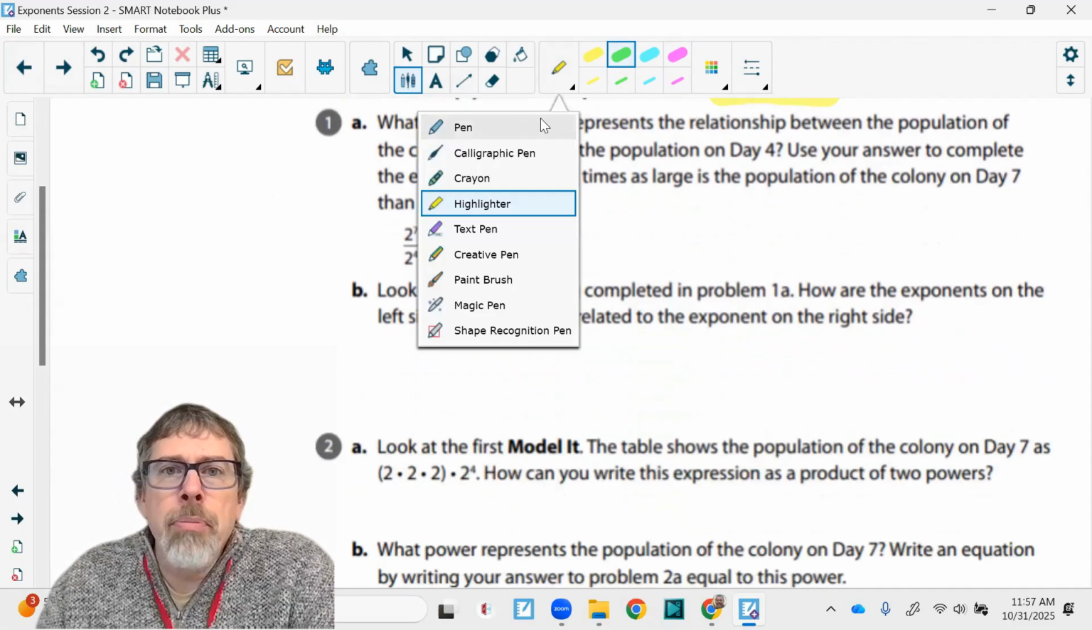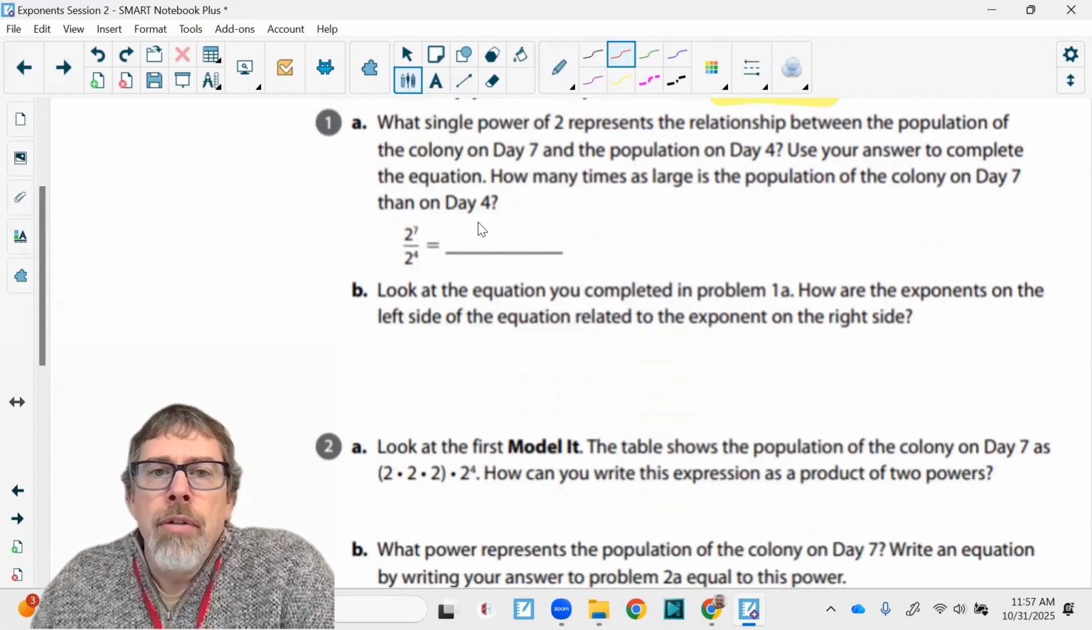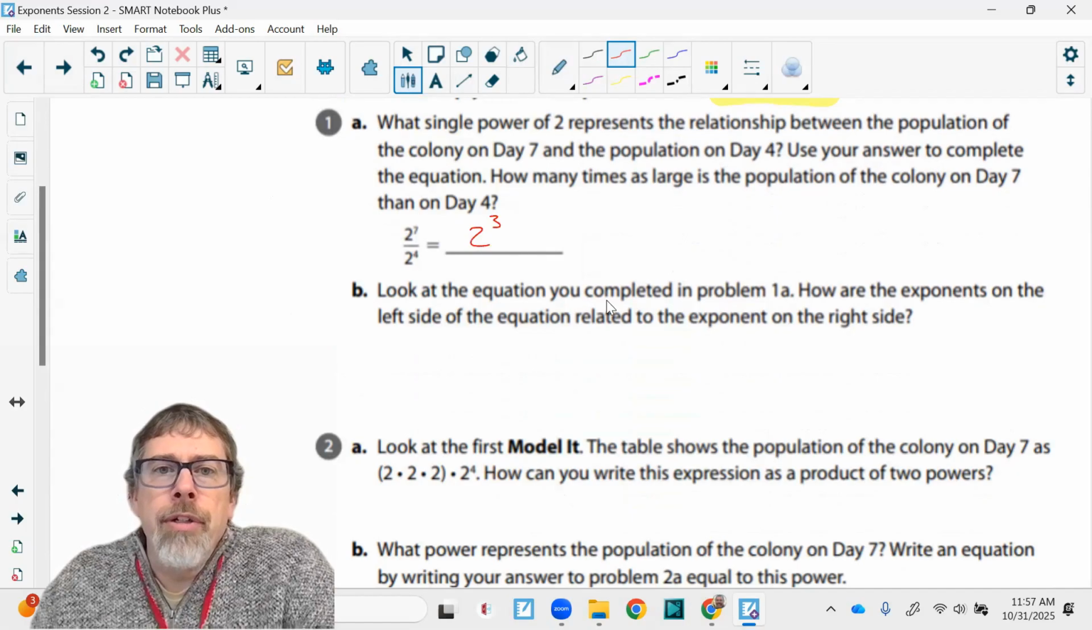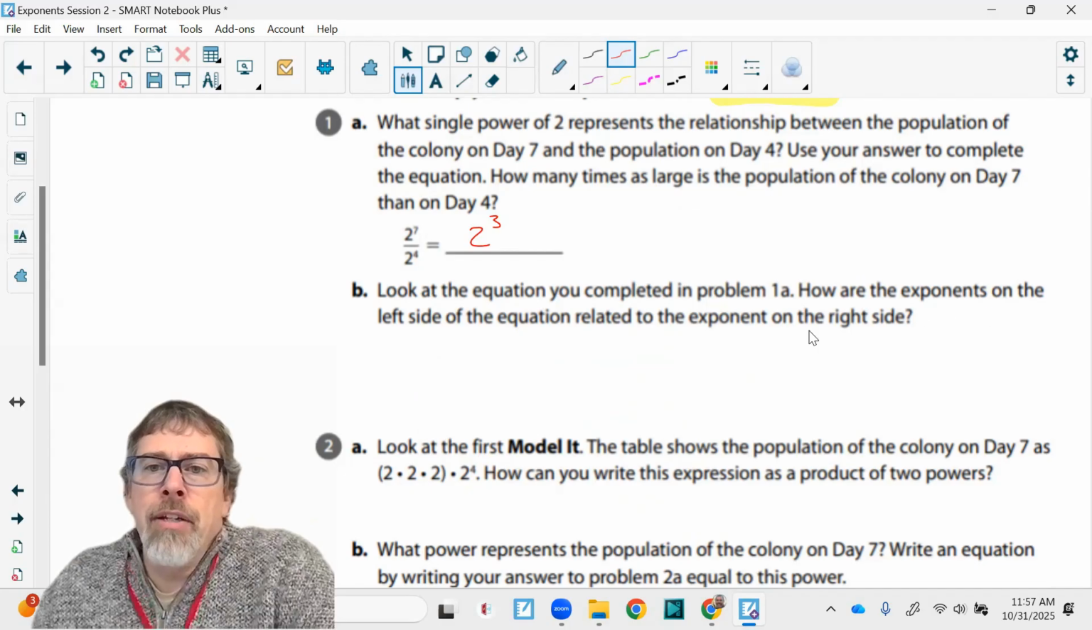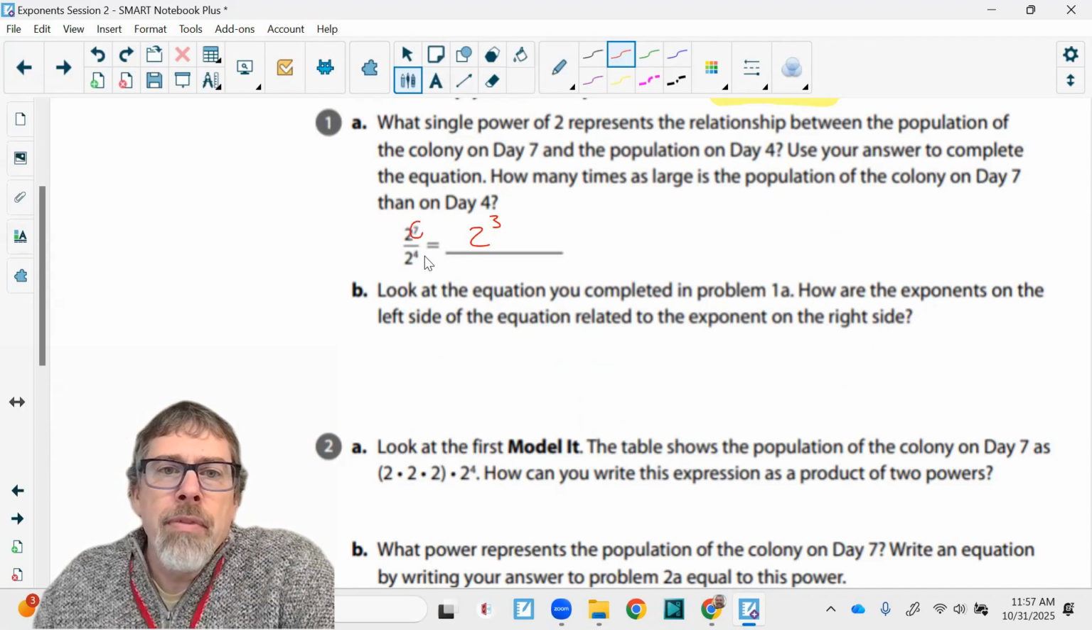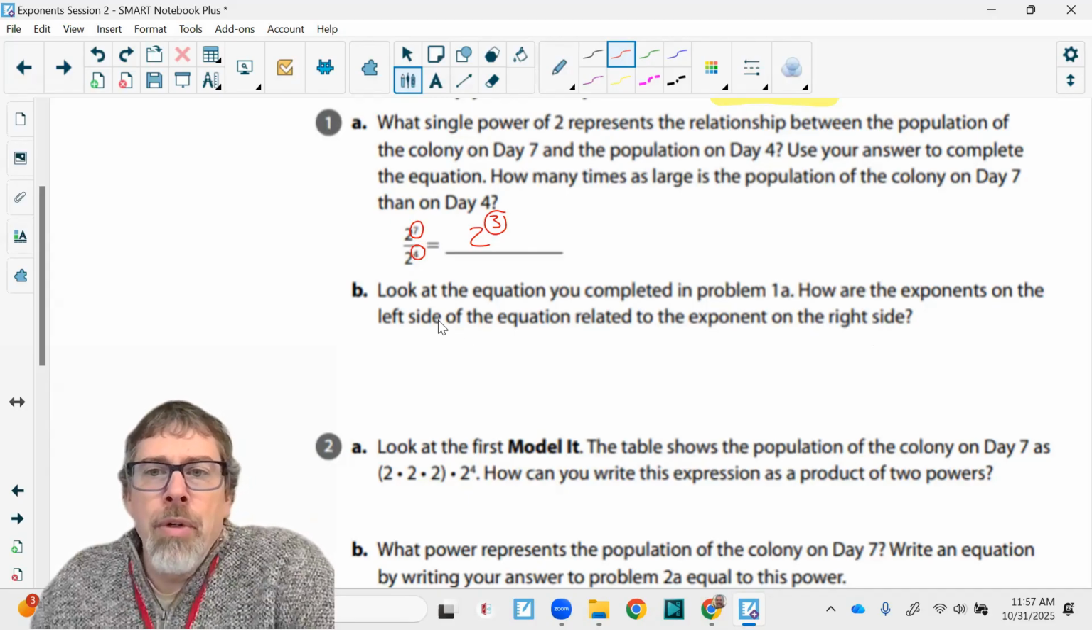So it says, what single power of 2? So 2 to the 3rd. B says, look at the equation you completed in problem 1A, which is right here. How are the exponents on the left side of the equation related to the exponent on the right? Okay, well, we have a 7, and we have a 4. We have a 3. So what I'm thinking is the ones on the left, 7 and 4, you'd have to subtract them to get the number on the right.